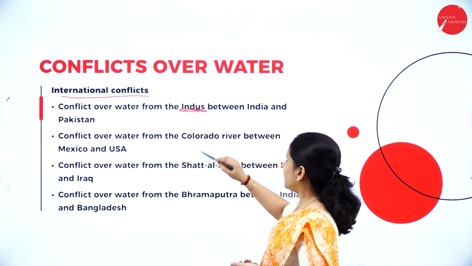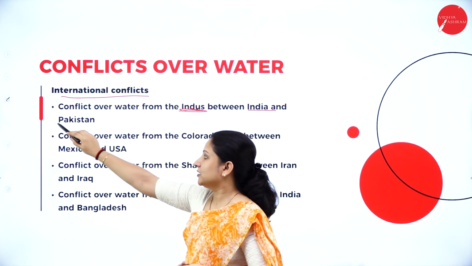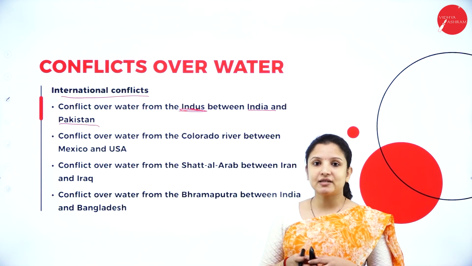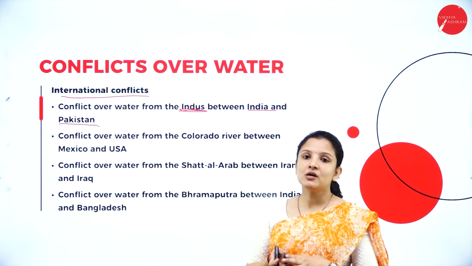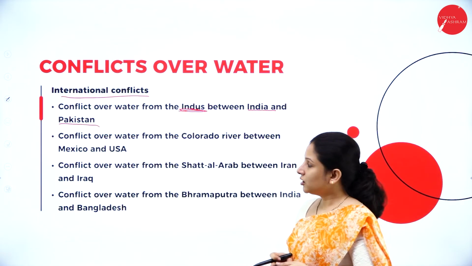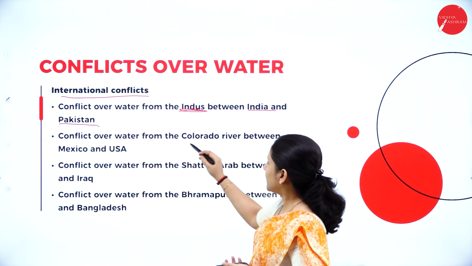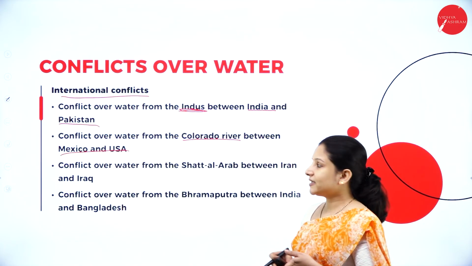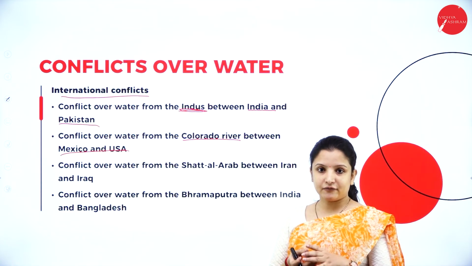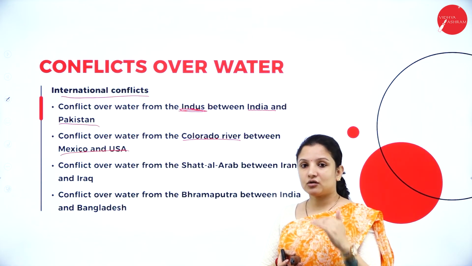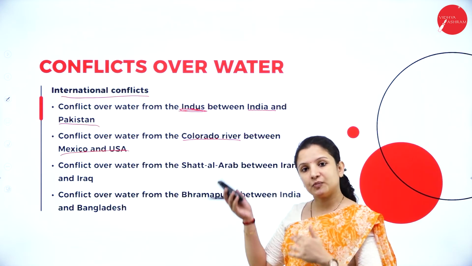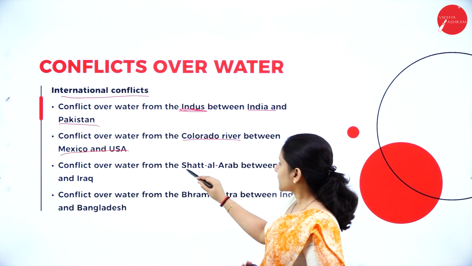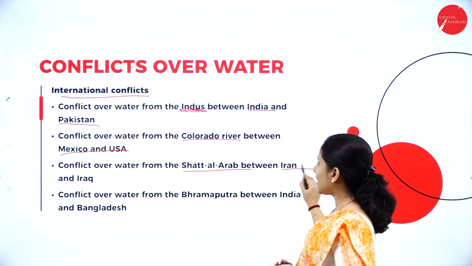So the Indus river between India and Pakistan. This river that flows between India and Pakistan, there is always a conflict between the two nations for this particular water source. Next, conflict over water from the Colorado River between Mexico and USA. Between Mexico and USA, there is a river called the Colorado River that flows. So every now and then there is a conflict between Mexico and USA for the water from this river.